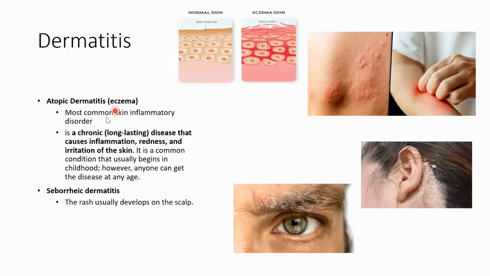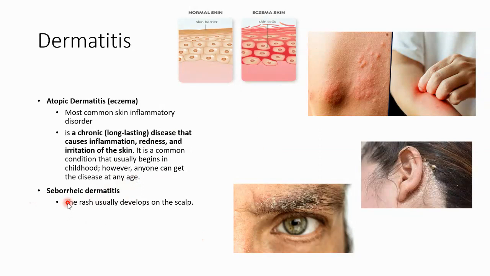Atopic dermatitis, or eczema, can be a chronic, long-lasting disease that can cause inflammation, redness, and irritation of the skin. It's a common condition that usually begins in childhood, and then sometimes people have it the rest of their lives. However, anyone can get this at any time. And you can see right here how it's raised, red, inflamed, and itchy.